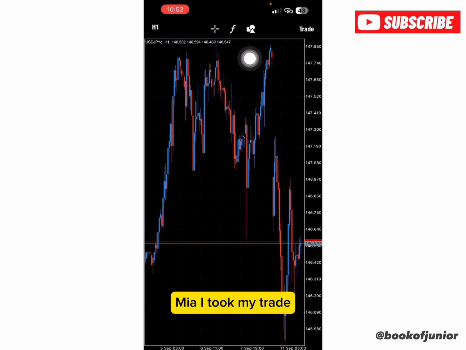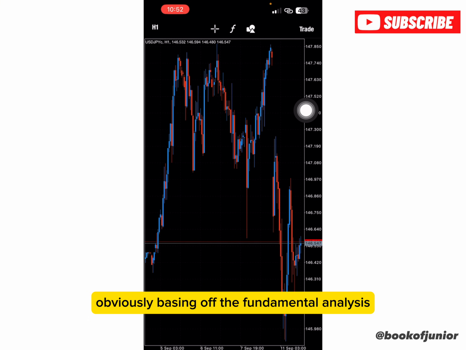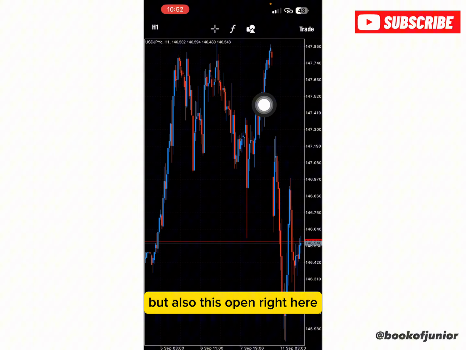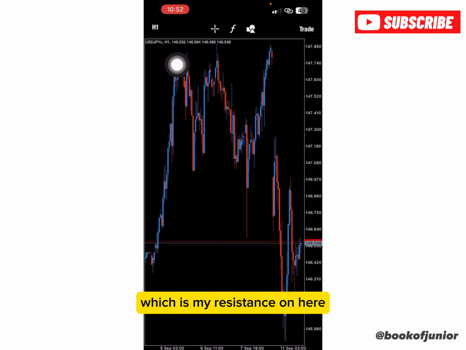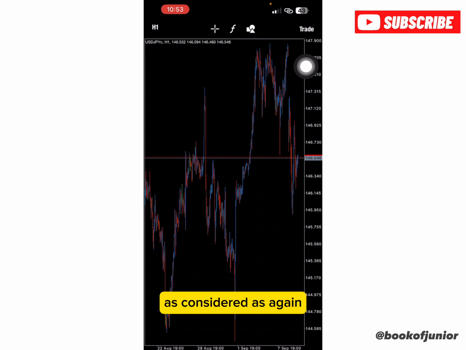So you can see how price opened and then gave us this 130 pip range. I took my trade, obviously basing it off the fundamental analysis that Japan is going to pump in that money, understand? But also this open right here, you can see. But again, price didn't break this zone here, which is my resistance zone, as you can see, traders.